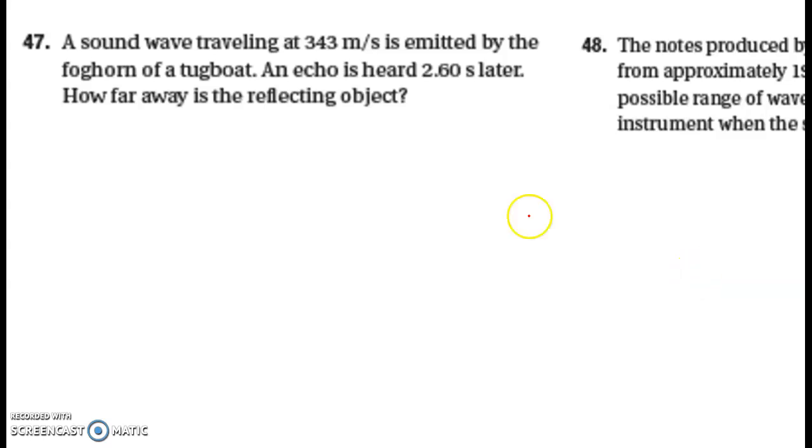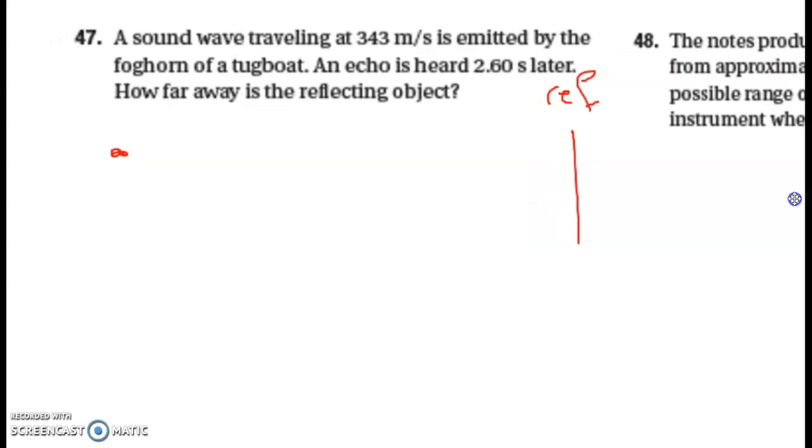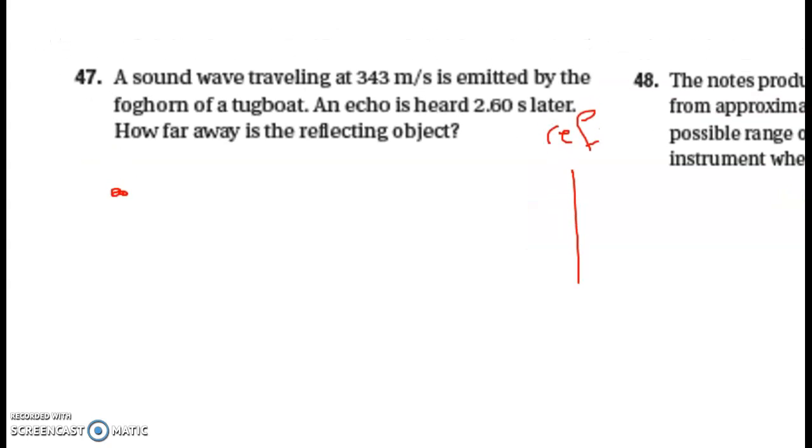Now a sound wave traveling at 346 meters per second is emitted by the foghorn of a tugboat. An echo is heard 2.60 seconds later. How far away is the reflecting object? This is a sound wave here. Okay, this is the sound wave. This is the barrier, the reflecting object.